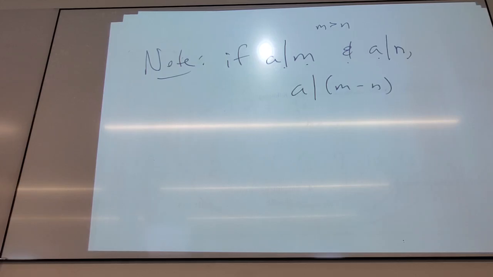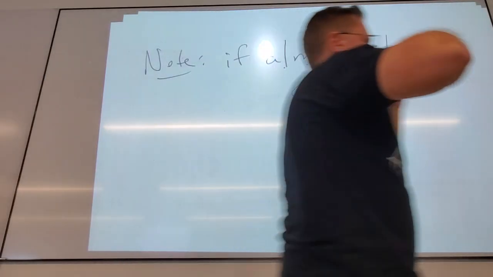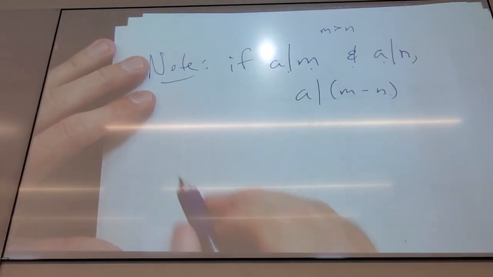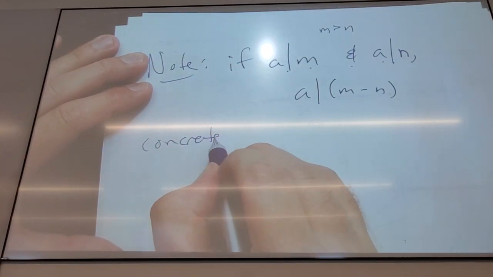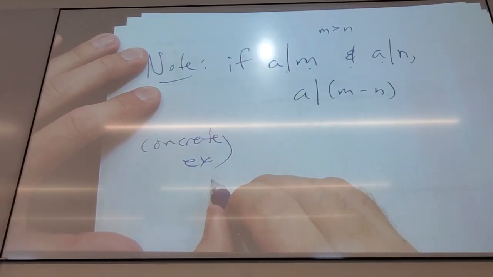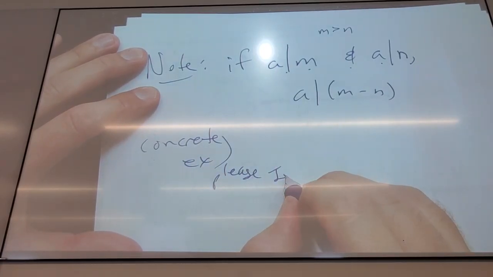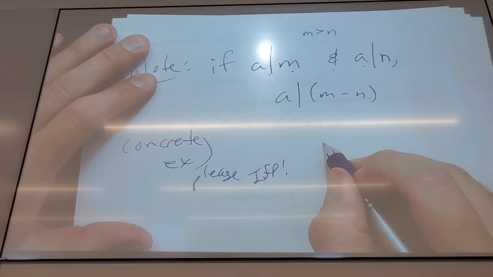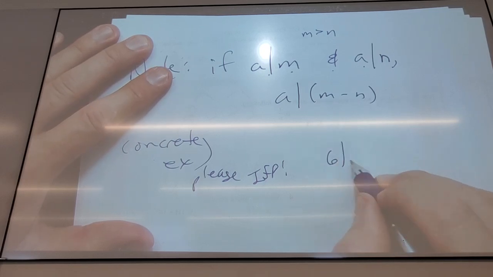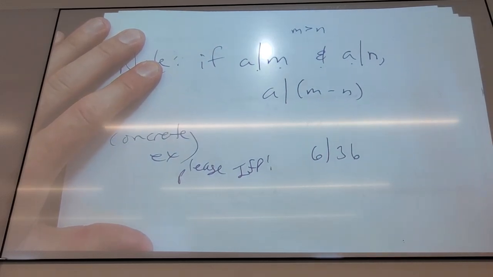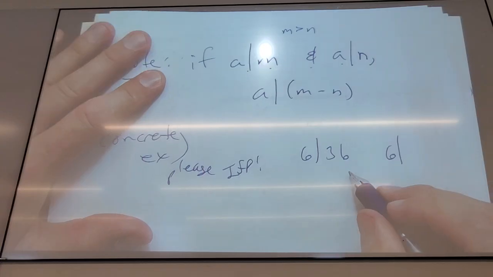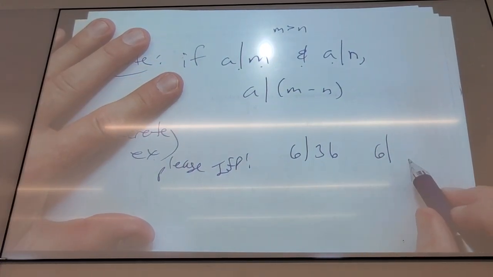Second? 36. So 6 goes into 36. So let's do a concrete example of this. Yes? Concrete example. Please, Jeff. All right. 6 divides 36. Yes? Somebody give me a number bigger than that. An interesting number that 6 goes into.